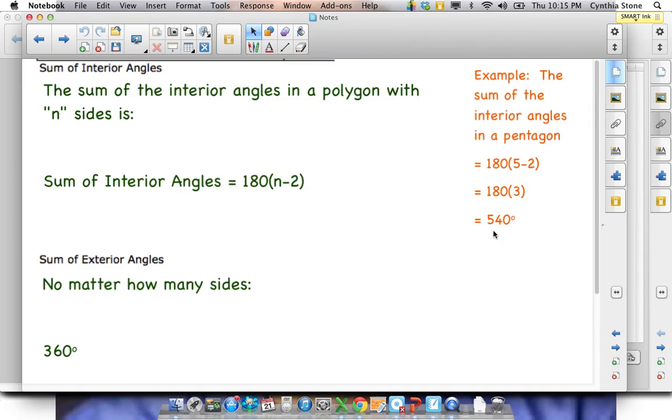Exterior angles, on the other hand, is always 360, no matter what. When we did triangles, it was 360. We did quadrilaterals, it's 360. The point is, it doesn't matter what shape it is, it's always 360. Okay? So exterior is always the same. Interior, you use this formula.